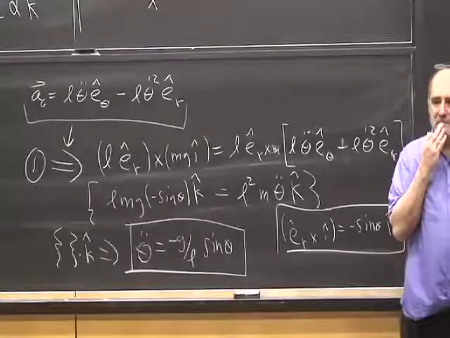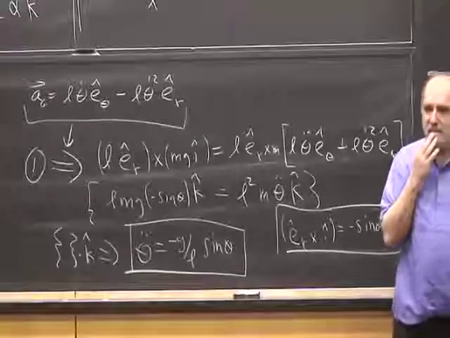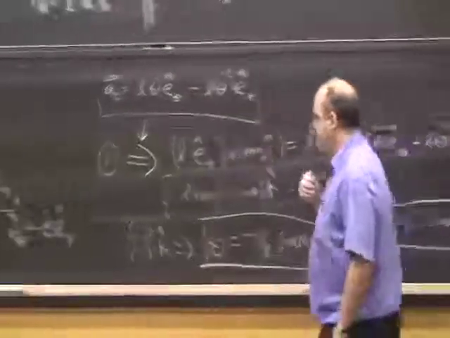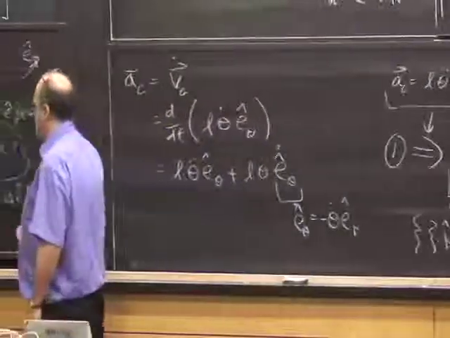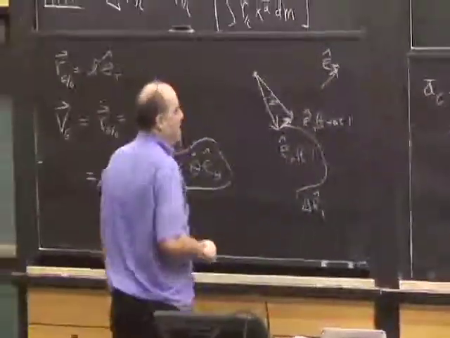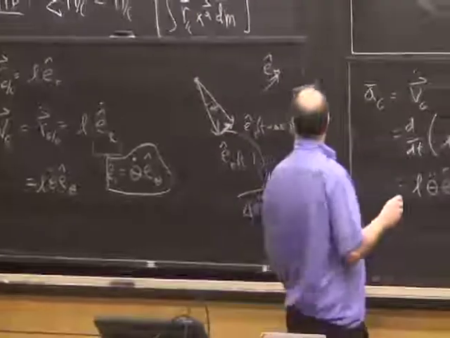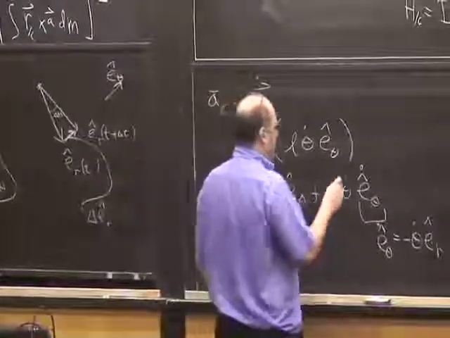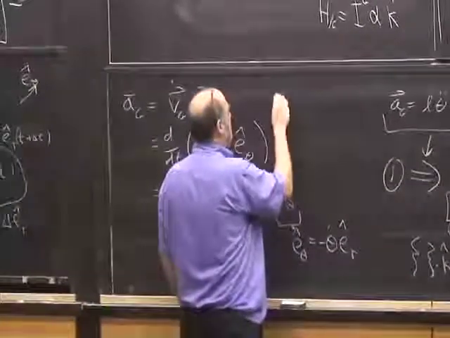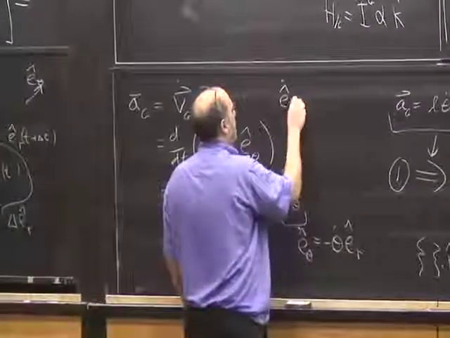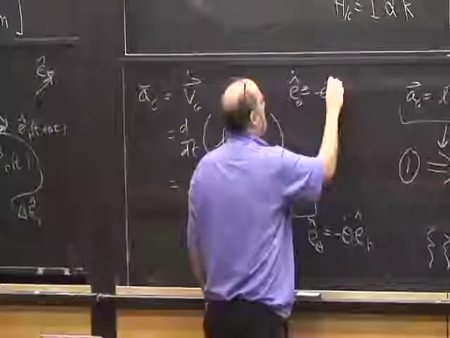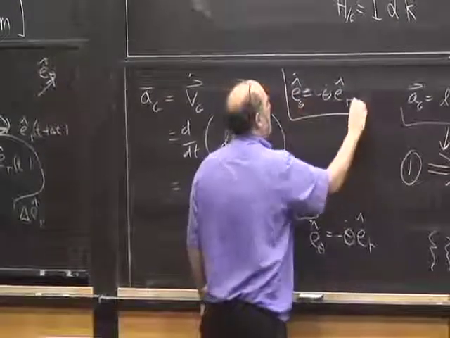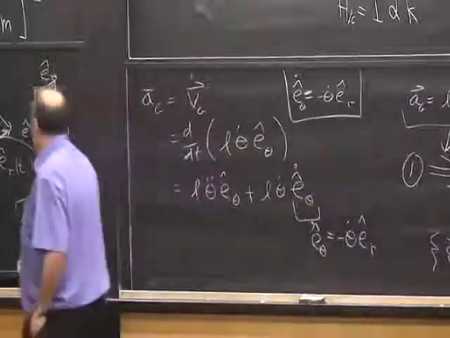Any other questions? Yes? Where does the negative sign come in? It comes in where I said E sub theta dot is equal to minus theta dot E sub r. Okay, there's one key equation, one of these equations that you're just going to know.